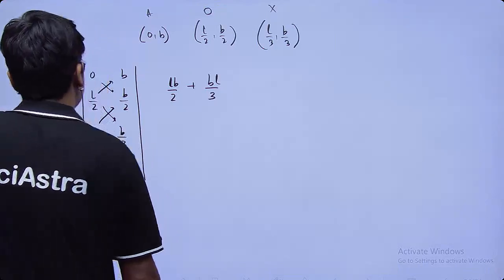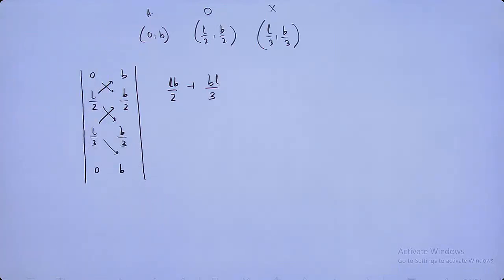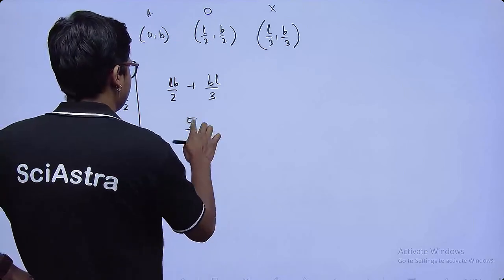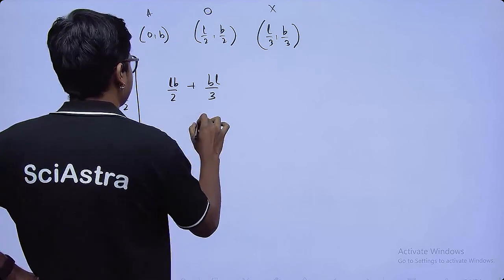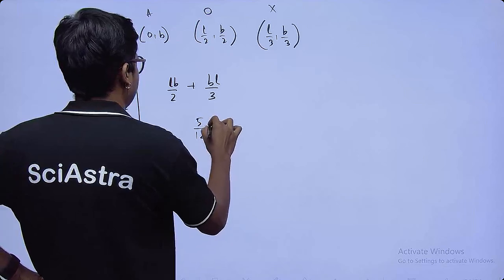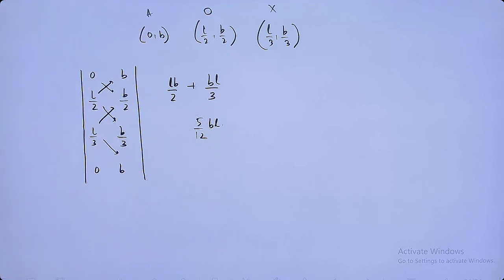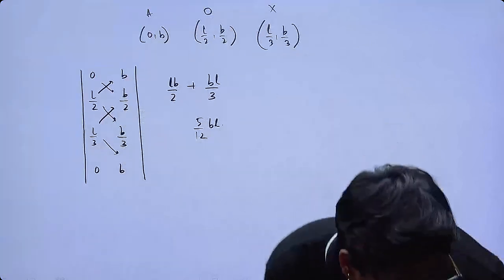Right, did I make any mistakes? BL by 2, BL by 6 minus BL by 6. Okay, that cancels out. That is BL by 3. Okay, this is what you're getting, right? That's going to be 5 by 6, right? How about that? So this is what you're getting.